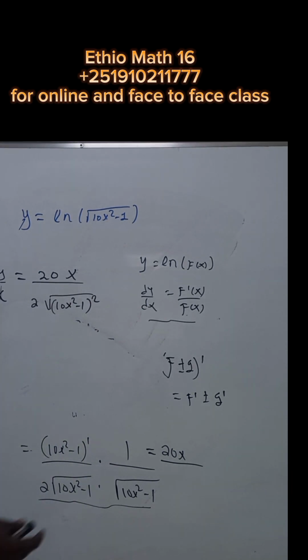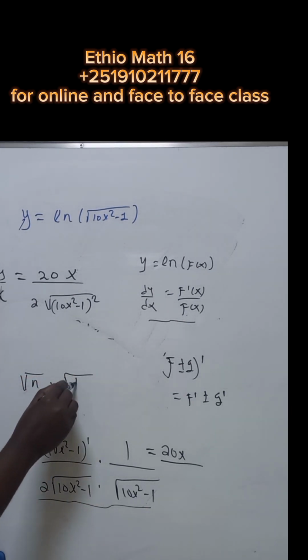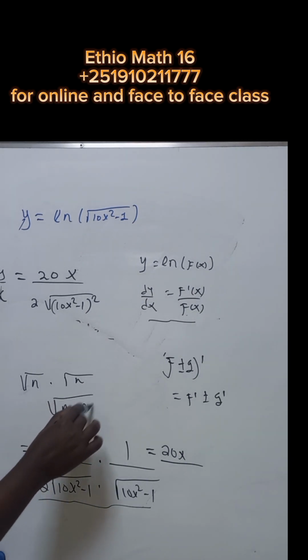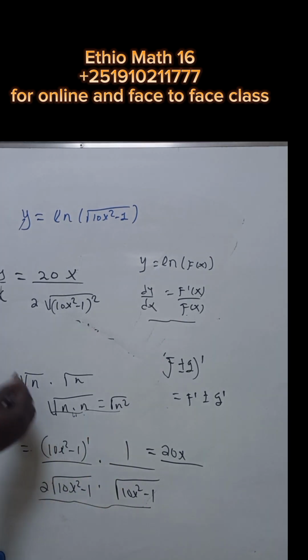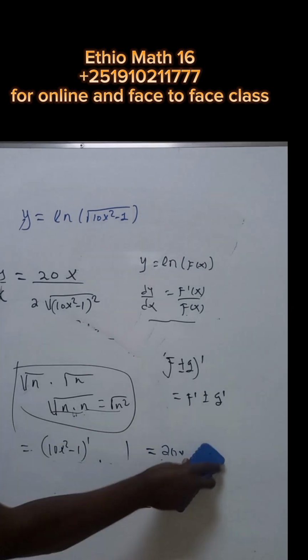Is that? Because these times this means you can take the same. You know the principle of this one. For example, radical of n times radical of n will be what? It is written as square root of n times n, which is the square root of n squared. So with this principle, we can just do this problem in the form of this one. And finally we have these.